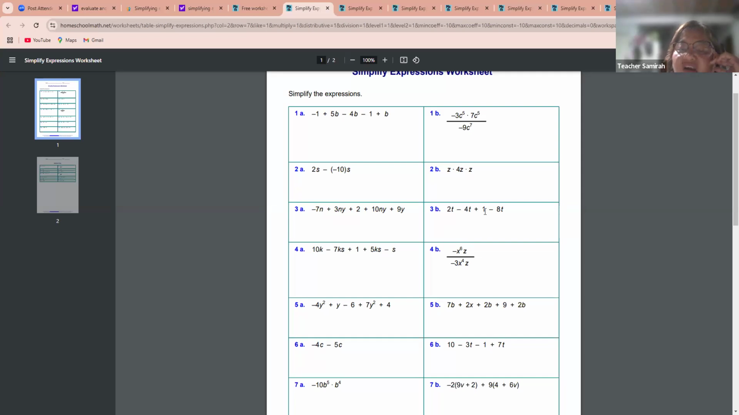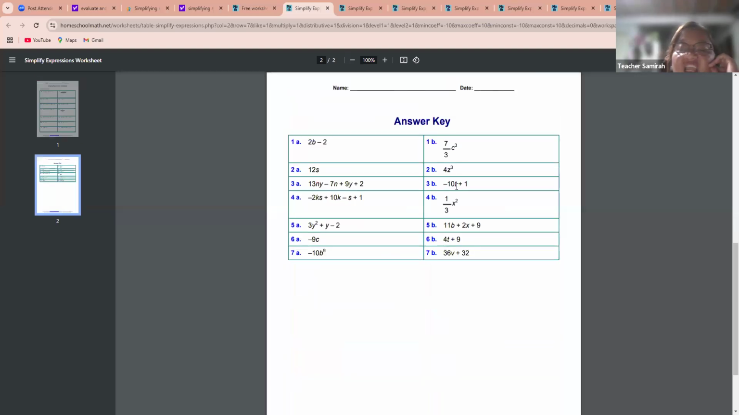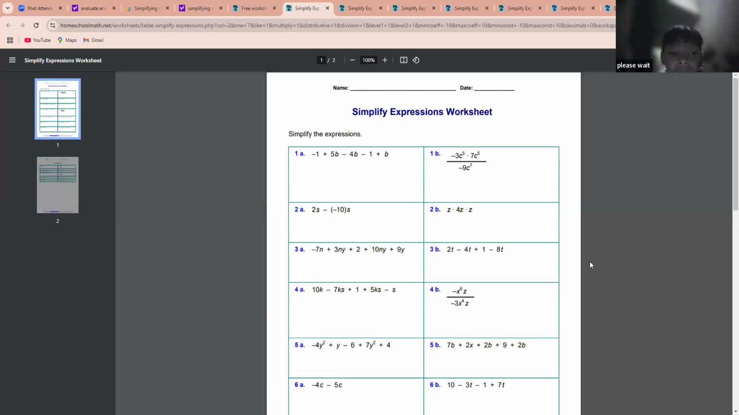There is no other constant here besides 1, so the 1 stays alone. The answer would be negative 10t plus 1. Can you see it? Negative 10t plus 1. You see it, Mark? Yes. Okay, how about the others? I want to try myself. Okay, try it by yourself.